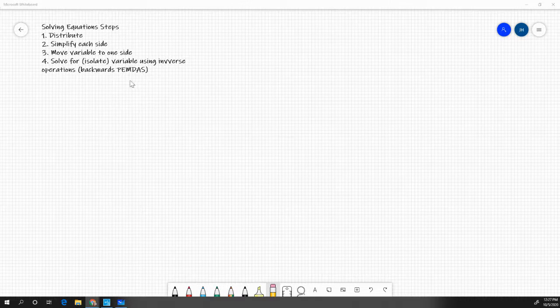Up here, if you guys will notice, I wrote down some steps for solving equations. The first step is when you can distribute, right? The next step will be simplify each side before you start isolating the variable. Then you're going to want to move whatever variable you are working with to one side. I prefer the left, but you want all variations of that variable on the same side. Then we'll isolate the variable using inverse operations.